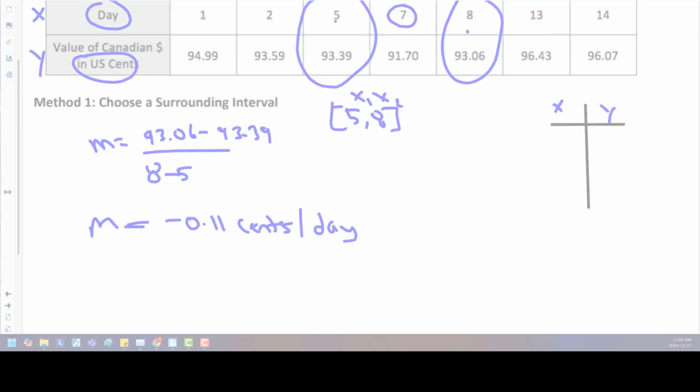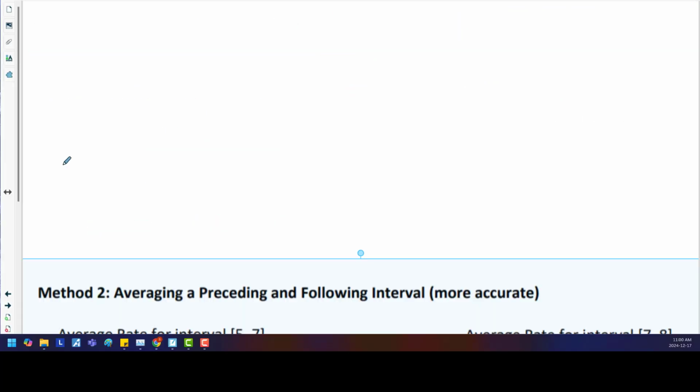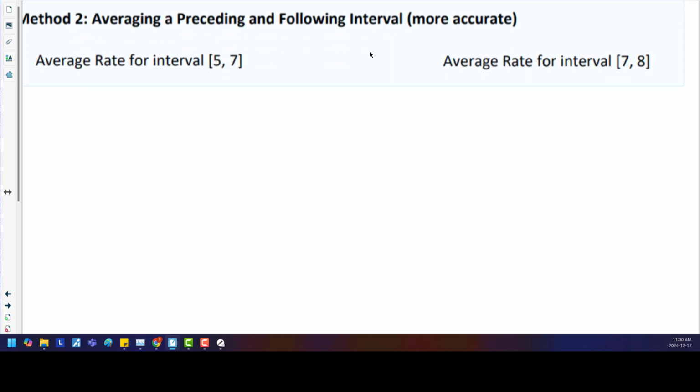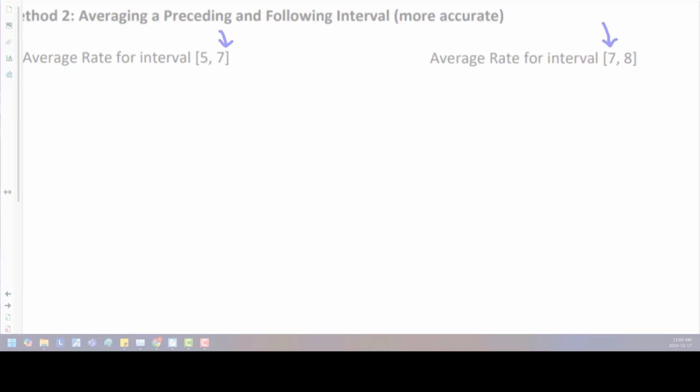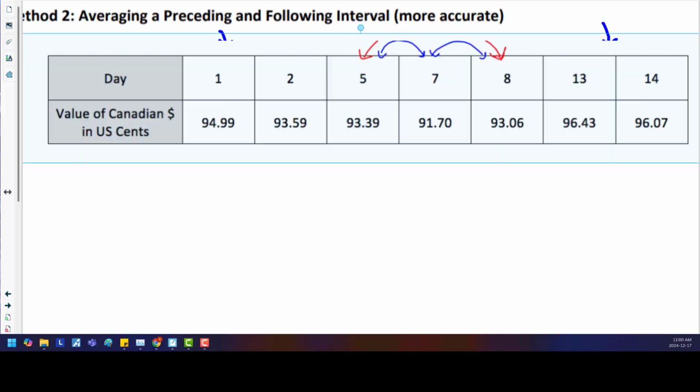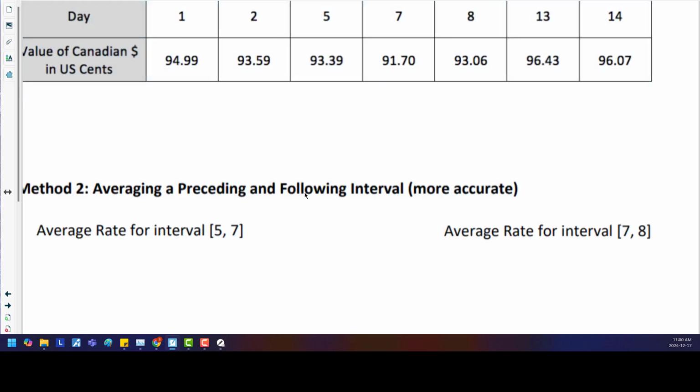Method 2 is a little bit different. And it's actually more accurate. So we're going to take the average of the interval before it and after the point that we want. Remember, our key point was 7. So in one scenario, the interval is going to end in 7. The other scenario, the interval is going to start with 7. So pretty simple stuff. Here, let me get that chart back. We're going to need this.